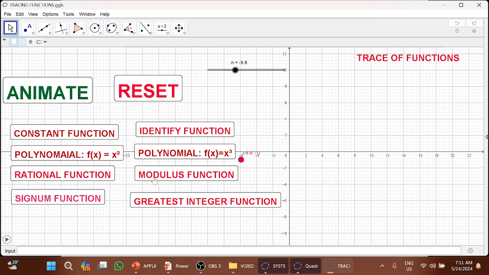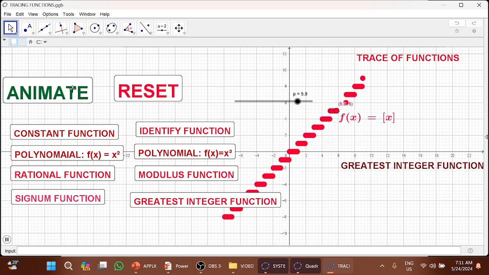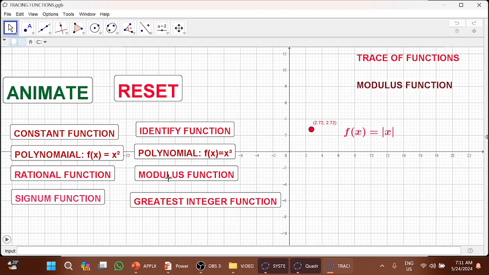Then all the functions which are there, and the greatest integer function, let me show you that. You see the step function, we are showing how the step is being made. Now the child can learn what is meant by the step function. Similarly, they can learn the modulus function, because I have taken only those which are available for the child to animate. You see, this is a modulus function.